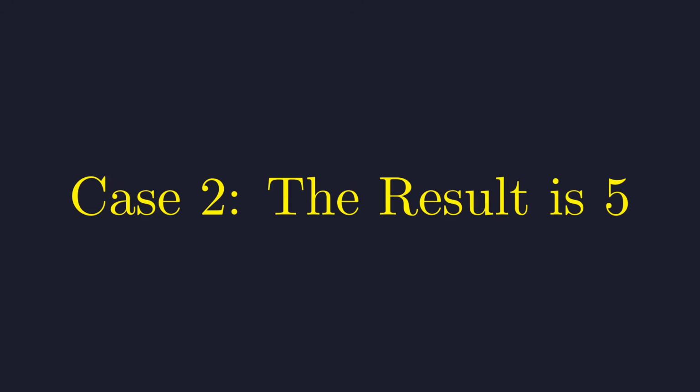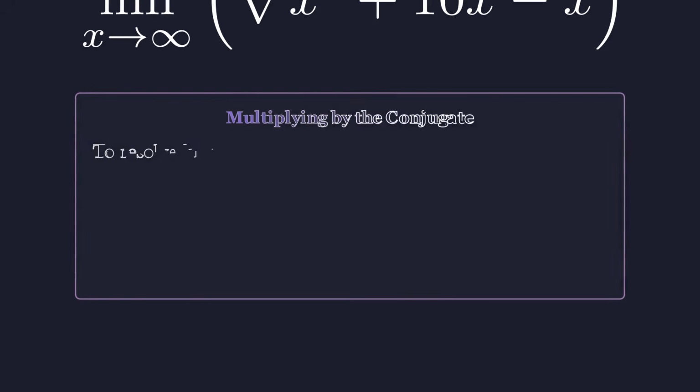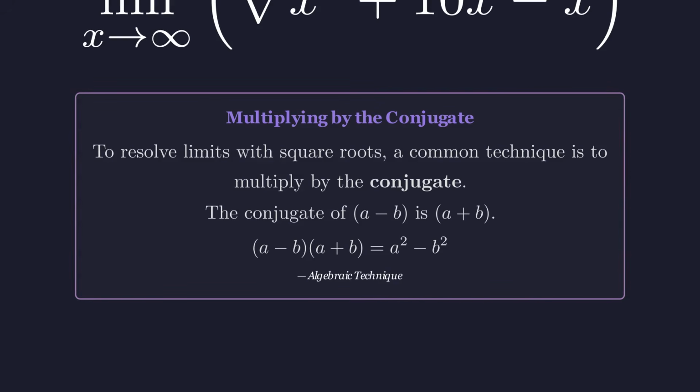Now, let's see how we can get a result of 5. Consider this limit. As x approaches infinity, the square root of x squared plus 10x approaches infinity, and the second term, x, also approaches infinity. We again have the infinity minus infinity form. A standard technique for dealing with limits involving square roots is to multiply by the conjugate. This helps eliminate the square root by using the difference of squares formula.